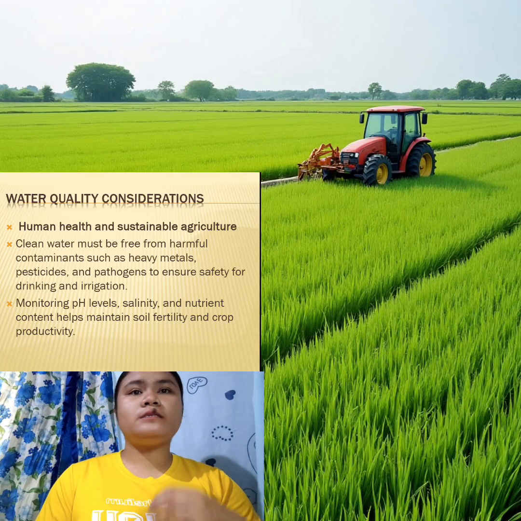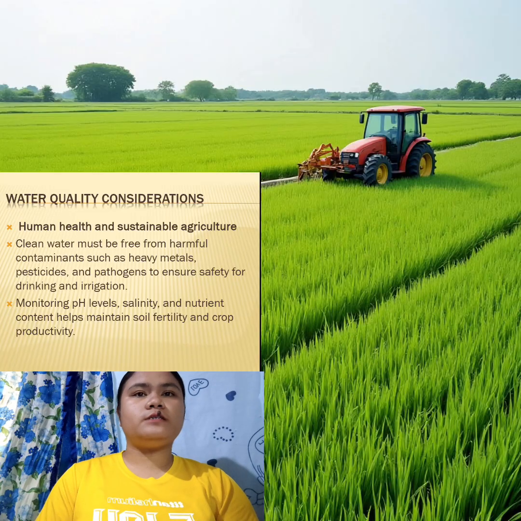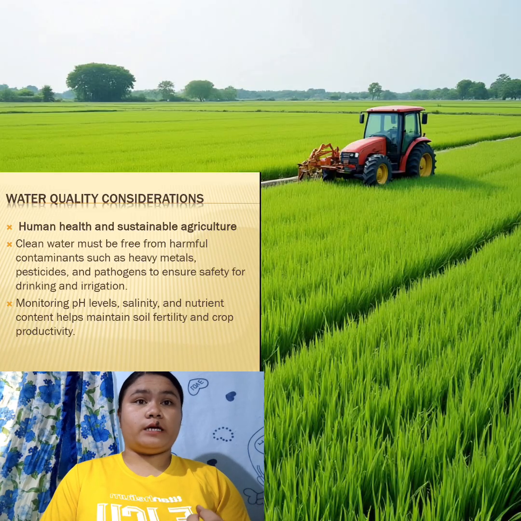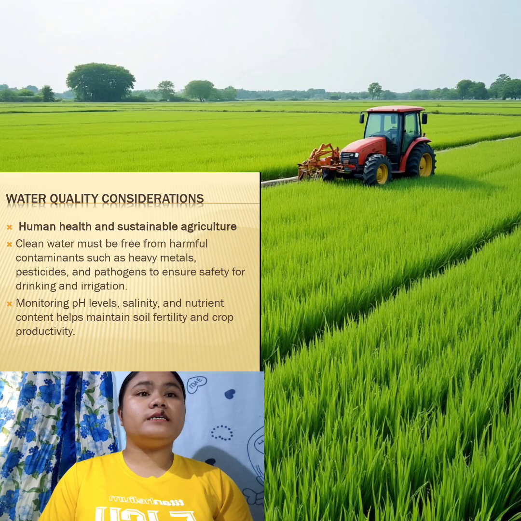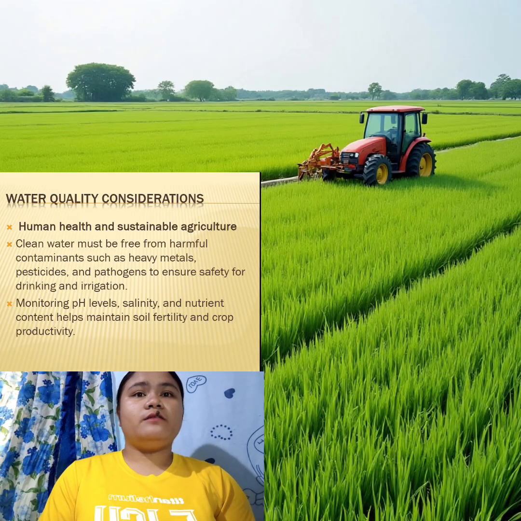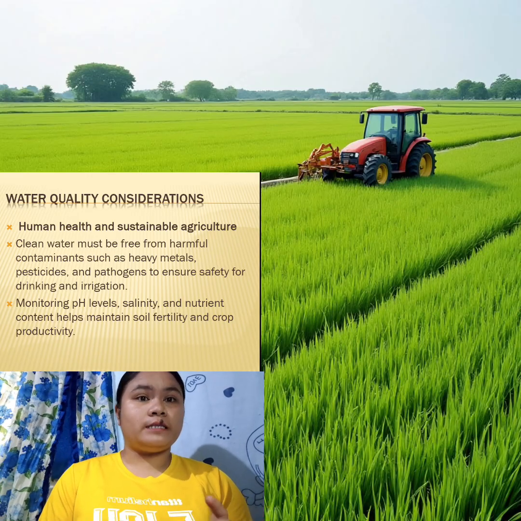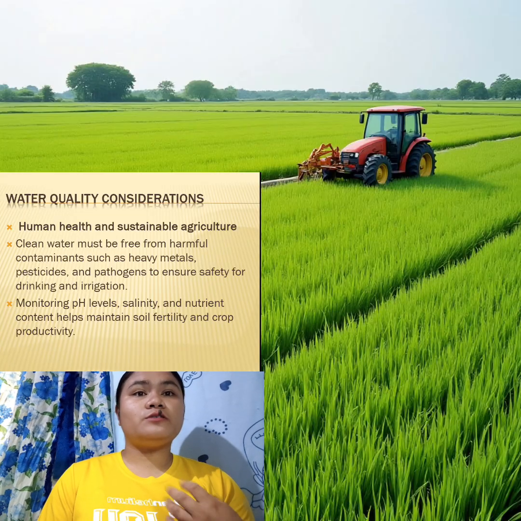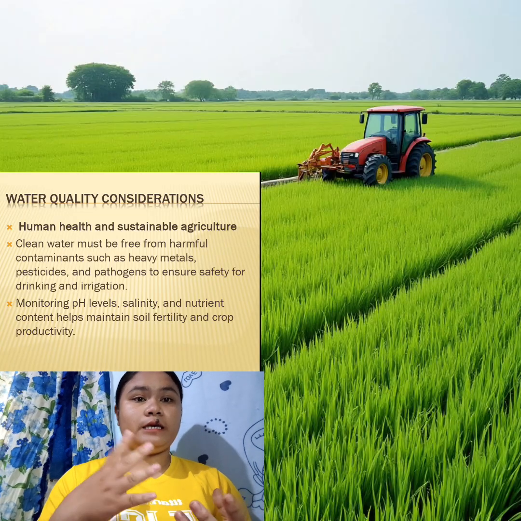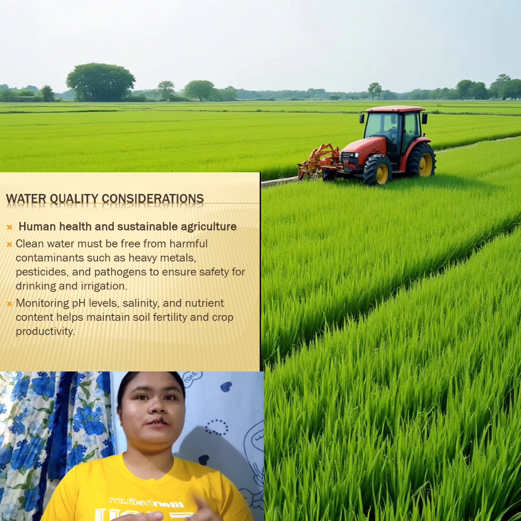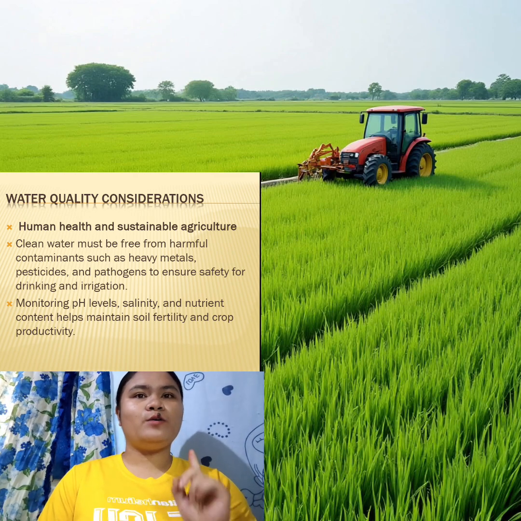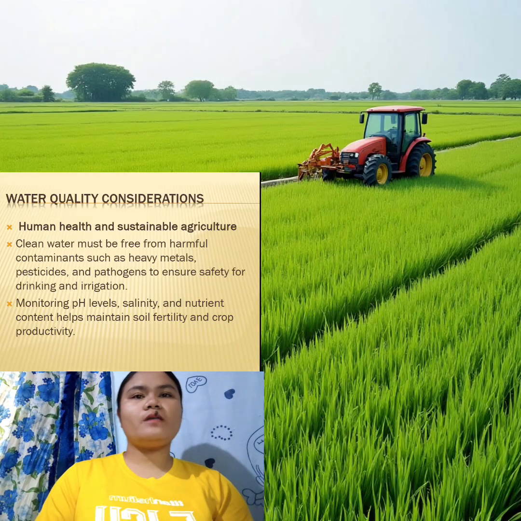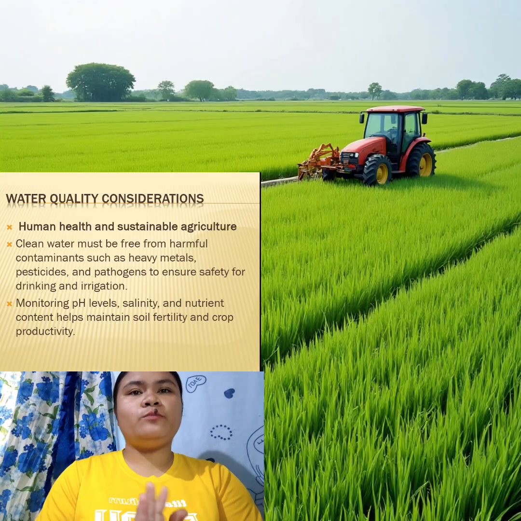So, what are the water quality considerations? Having enough water is important, but having clean water is just as critical. This brings us to water quality considerations. There are two central concerns when it comes to water quality in agriculture: human health and sustainable agriculture. So, we go to human health.